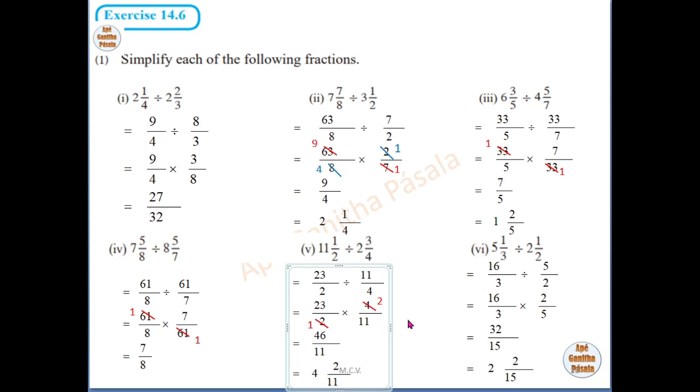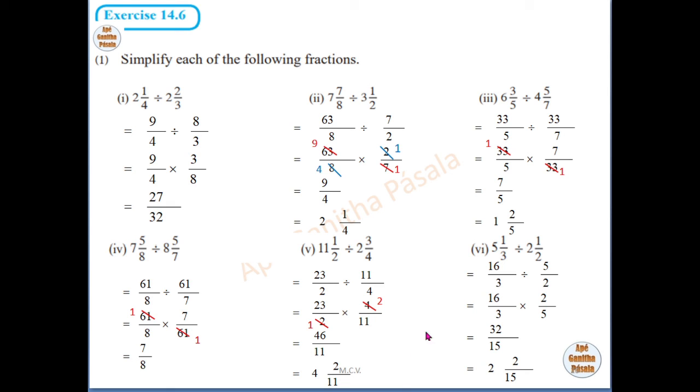23 multiplied by 2, that is 46. 1 multiplied by 11, 11. For 46, you can get 4 elevens. 11 into 4, 44. So the remainder is 2. Check whether your answer is correct or wrong. 11 into 4, 44. 44 plus 2, 46. So the answer is correct. 46 over 11. The answer is 4 and 2 over 11.